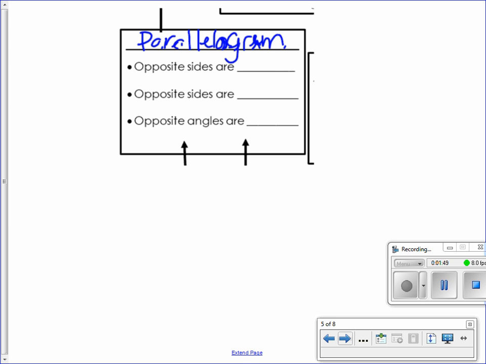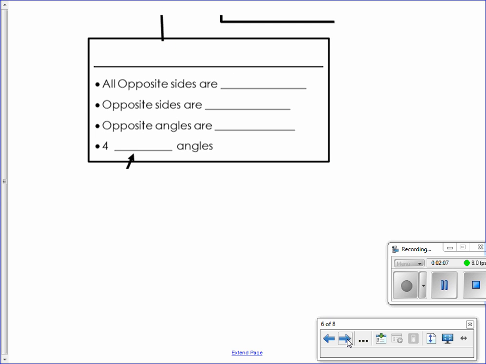And parallelogram has opposite sides parallel and opposite sides congruent. And their angles are also congruent. Then we have rectangle.